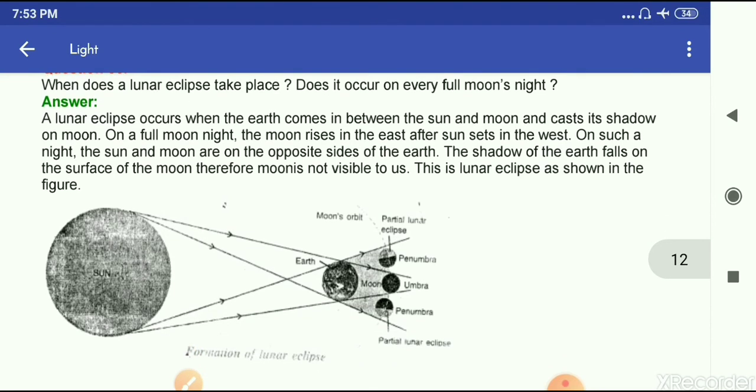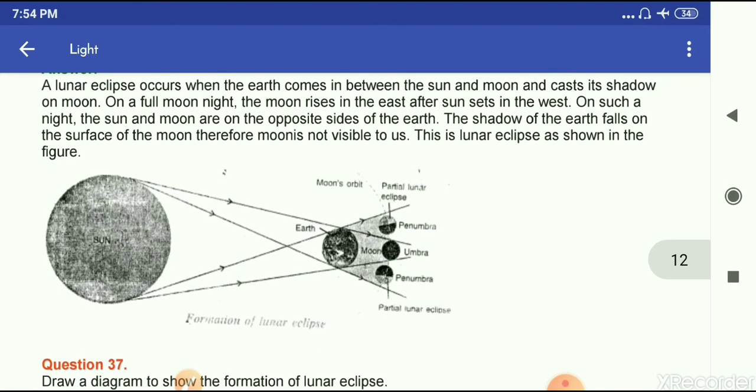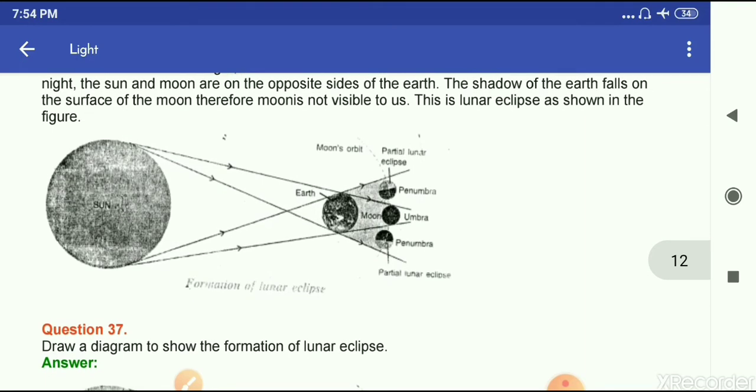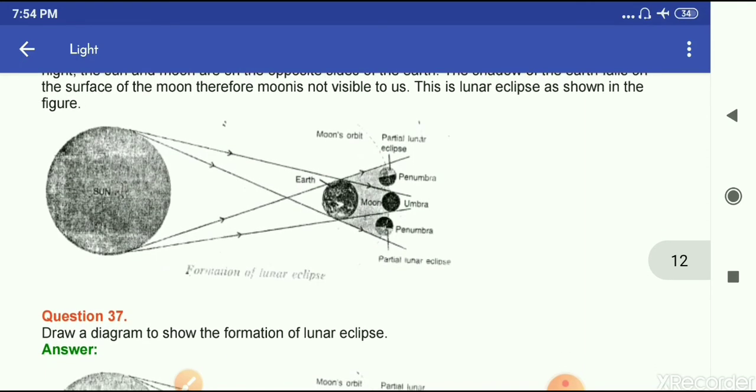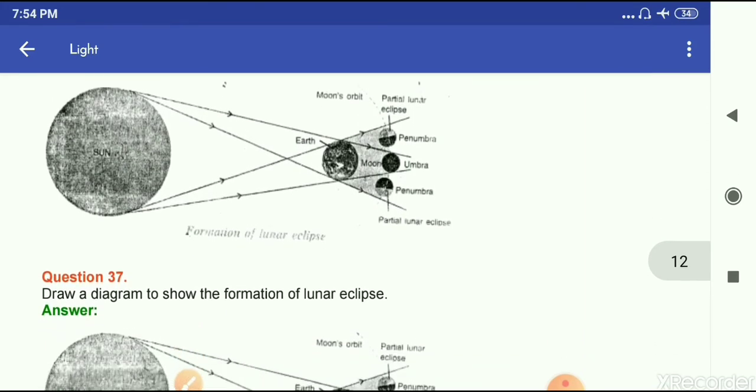A lunar eclipse occurs when the earth comes in between the sun and the moon and casts its shadow on the moon. On a full moon night, the moon rises in the east after the sun sets in the west. On such a night, the sun and the moon are on opposite sides of the earth, and the shadow of the earth falls on the surface of the moon. Therefore, the moon is not visible to us. This is lunar eclipse as shown in the figure. You have to draw this diagram also.